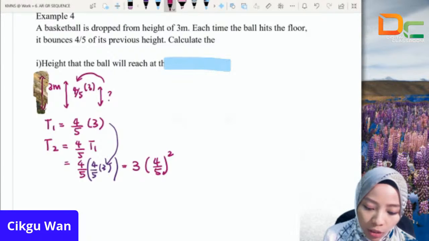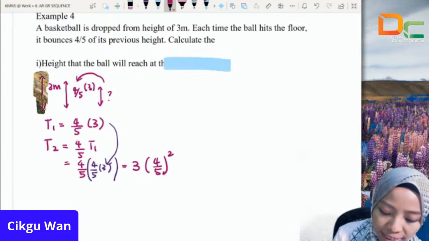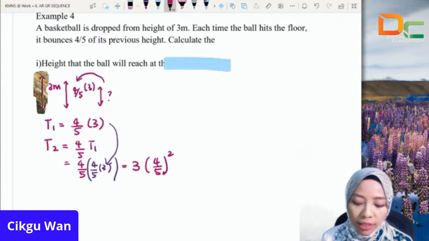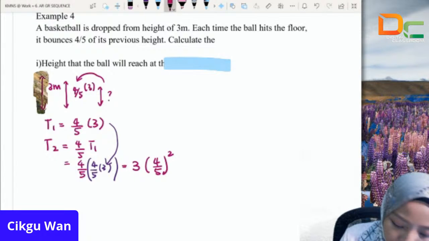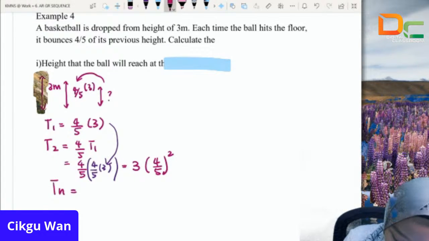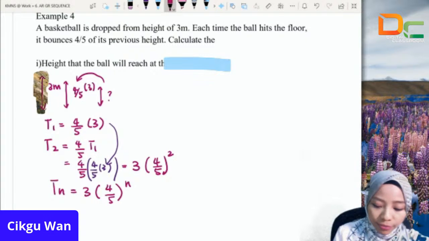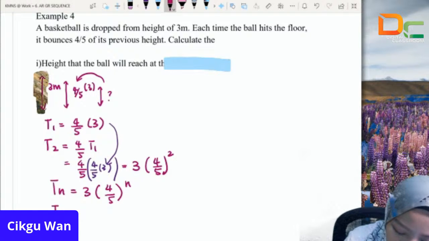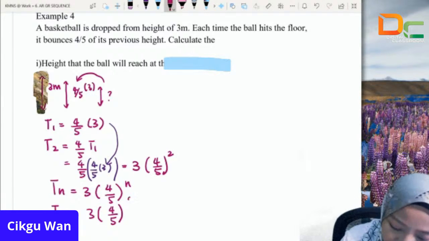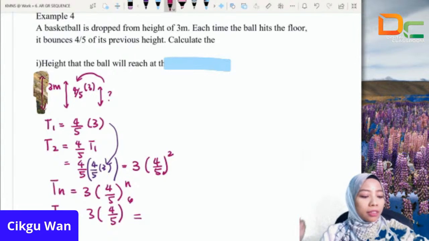Alright. So, what do you expect for T? Bila T2, 3, 4/5. Bila Tn, dia akan 3, 4/5 to the power of n, right? Seperti yang kita buat tadi. So if you want T6, 3, 4/5 to the power of 6. Okay, please press your calculator. Berapa answer?